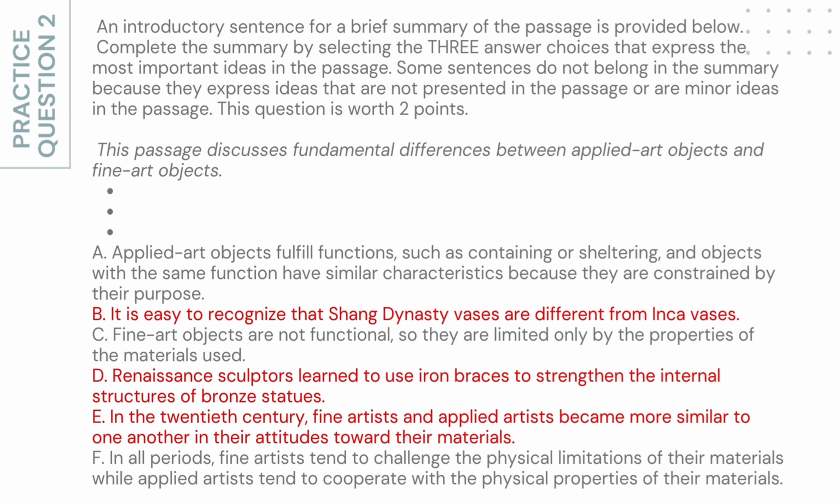We're going to eliminate E. We're going to eliminate choice E because it's not true, according to the passage. It's a misreading of paragraph 3. In paragraph 3, it says that the differences have not changed. So our correct answer, A, C, and F, the 3 remaining options.